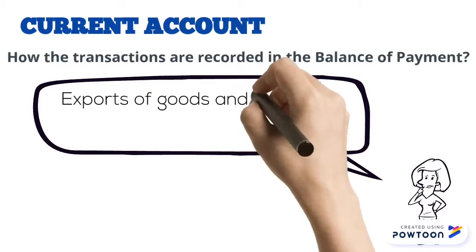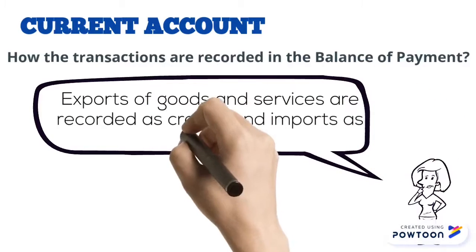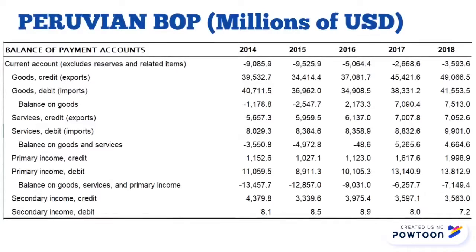The exports of goods and services are recorded as credits and imports as debits. In this sense, exports minus imports is equal to the balance of trade. If this latter is positive, this means a surplus, and a deficit if it's negative. For example, in this period we had a surplus balance of trade and a deficit current account.